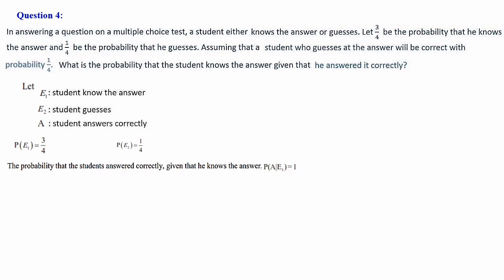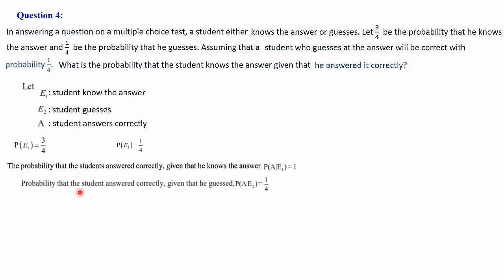It is a sure probability. Here it is quite clear. A given E1, in the sense the student answer is correct. Student answered correctly, given that means already happened. He knows the answer. This is already happened once. Student knows the answer. So probability of A given E1 is 1. Conditional probability writing time, you have to be careful.